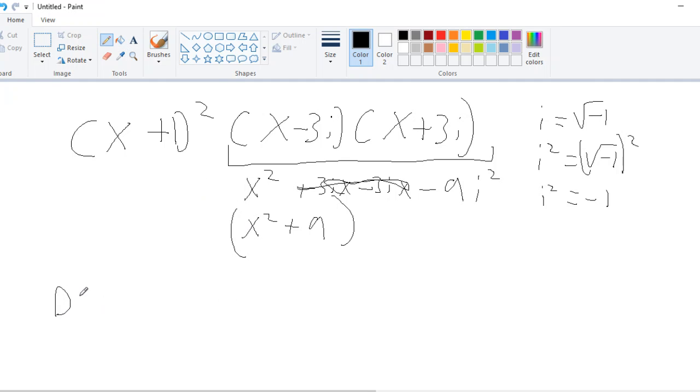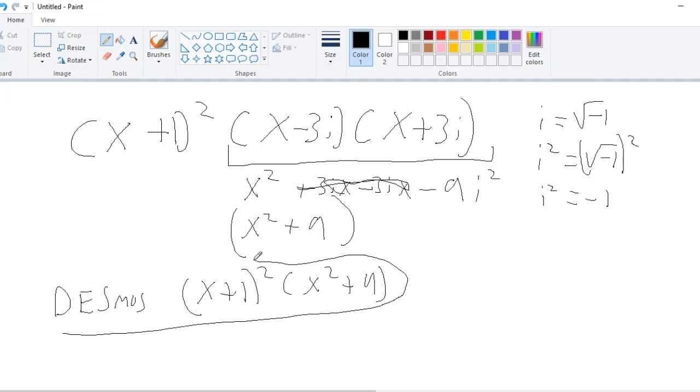In Desmos, and you have to do this for each answer choice, you would put in x plus 1 squared times x squared plus 9, and if it matched up with your graph, that would be your answer choice. That equation equals one of the answer choices exactly on the Desmos exam.